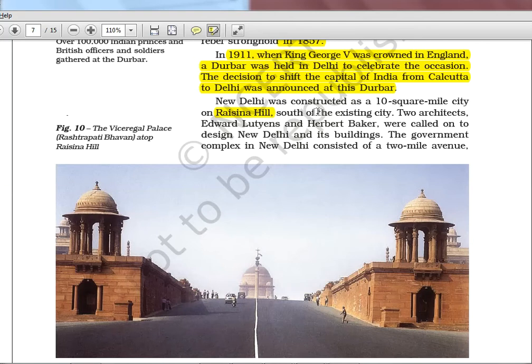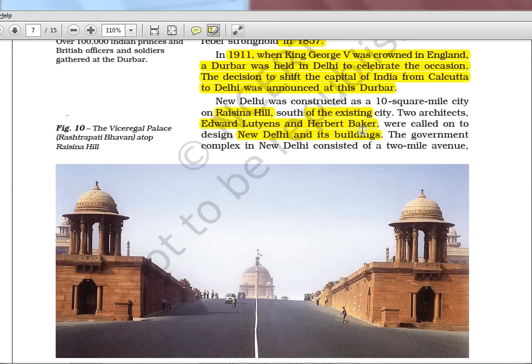Then New Delhi was constructed. Okay, again south of the existing city. Two architects. Okay, Edward Lutyens and Herbert Baker. Not very important, but just see these names at least once. Okay, so any time you see somewhere else, you should know. These are the architects who were brought to design New Delhi. Okay, like that Chandigarh city developed. Who was the person? Okay, he was in news because he got recognition recently. Okay, not like for the first time, but see the site.